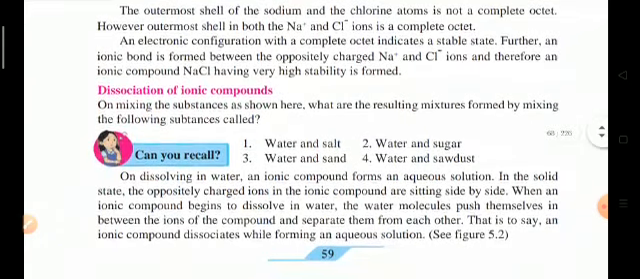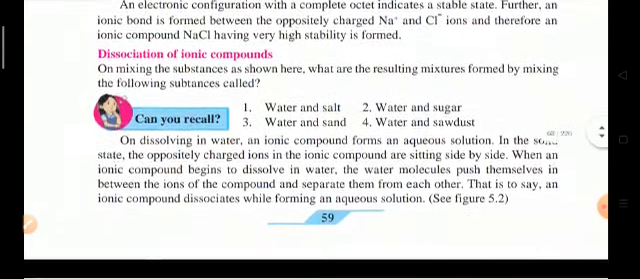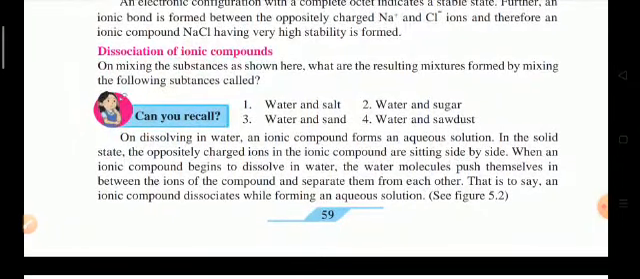What is dissociation of ionic compounds? On dissolving in water, an ionic compound forms an aqueous solution. Now you can do an example in your house: just take a spoon of salt and mix it in water, and you won't see any particles of salt when you dissolve it.